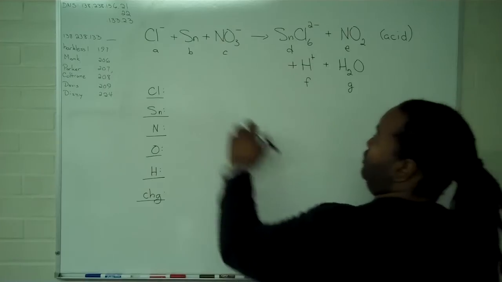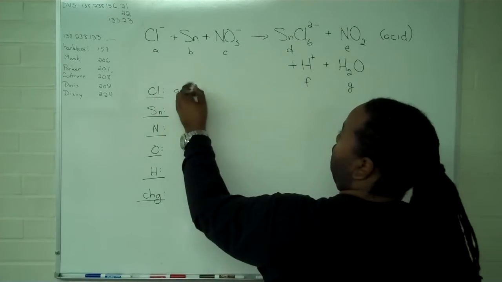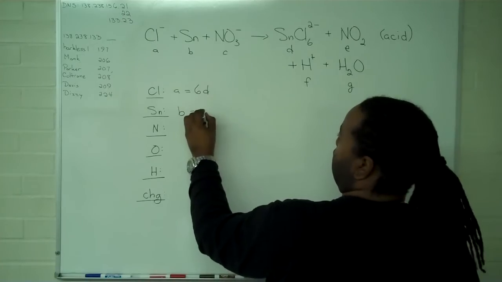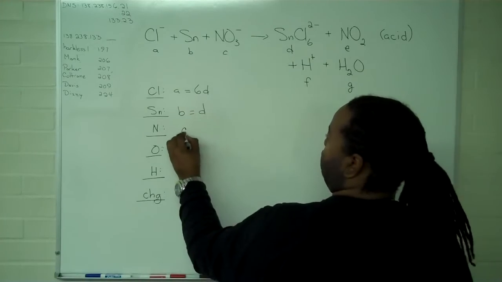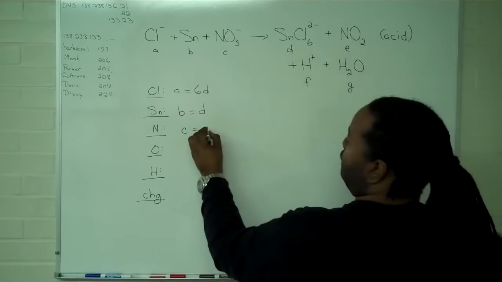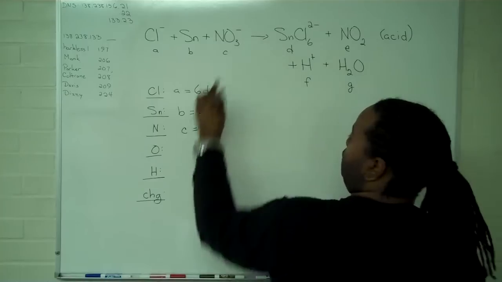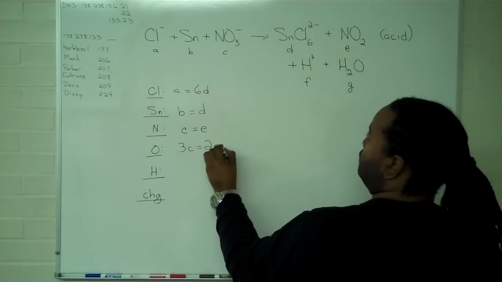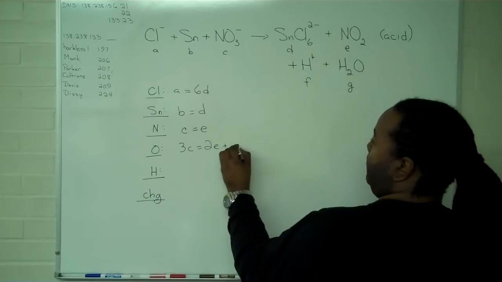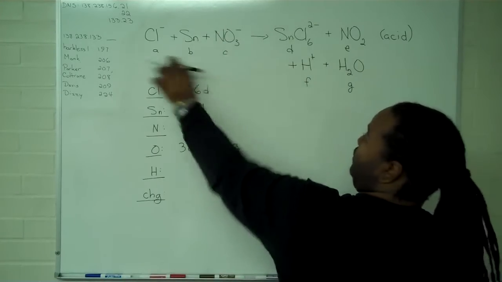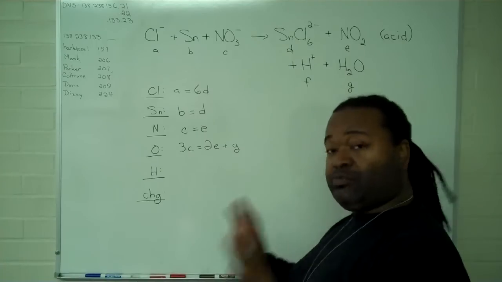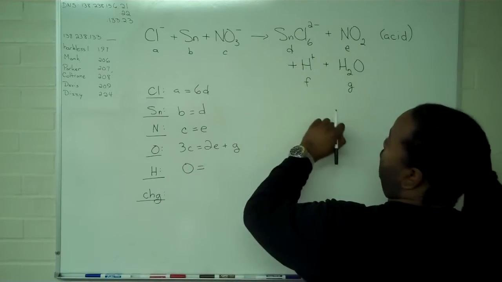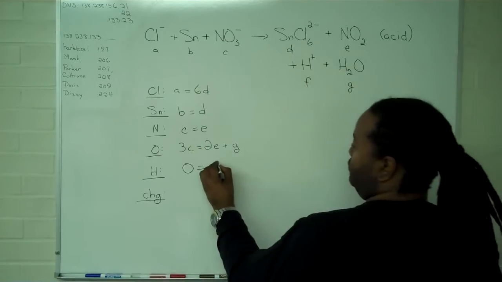So now we simply step through in the usual way. A equals 6D. For tin, we have B equals D. For nitrogen, we have C equals E. For oxygen, we have 3C equals 2E plus G. For hydrogen, we have none as reactants, and this is perfectly okay. That just means that 0 will equal whatever we count up for our hydrogens, F plus 2G.